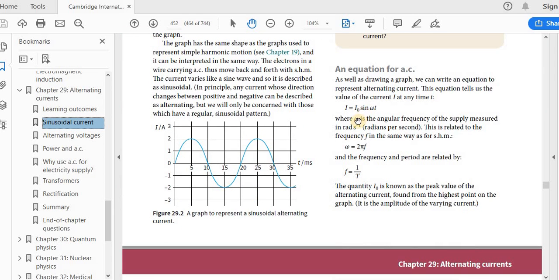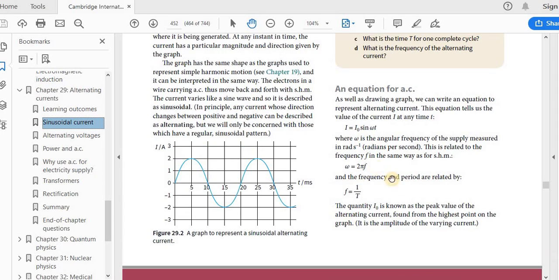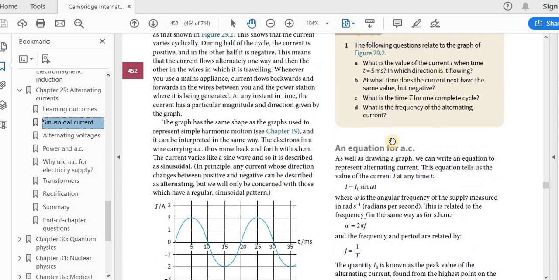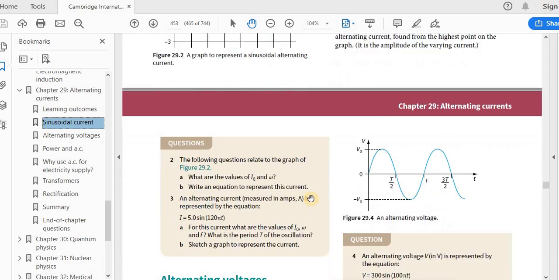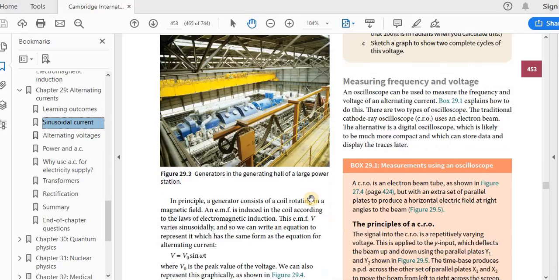You can see the frequency here. You can see I0, that is I, think it's given here, okay, the peak value. I0 is known as the peak value of the alternating current found from the highest point on the graph. Okay, so you can see here 2 and -2. We will see the details afterwards.